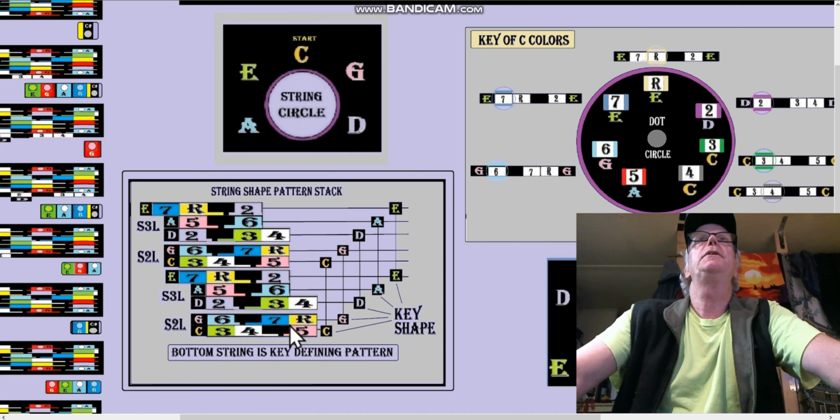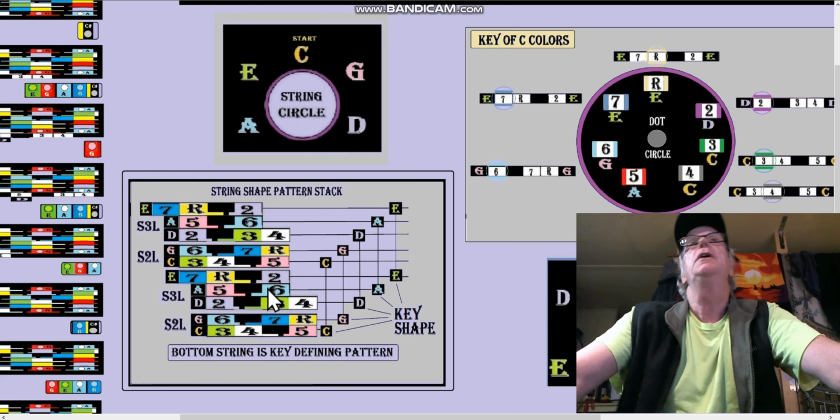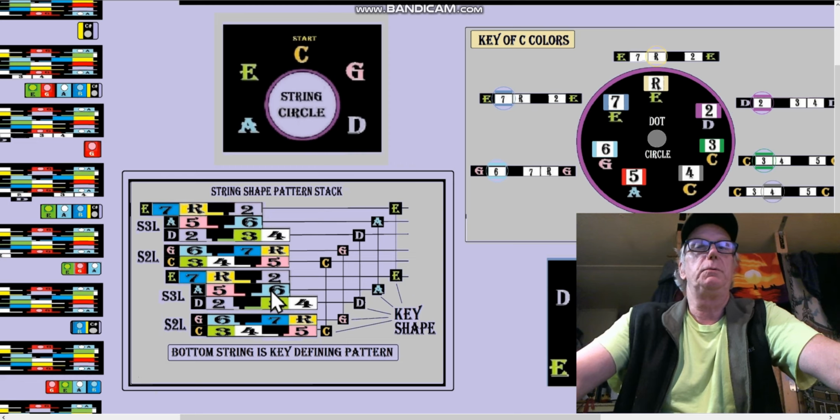So we count 3, 4, 5. Fifth of C is G, 6, 7 root. That's the G string patterns, 6, 7 root. The fifth of G is D. The D string patterns 2, 3, 4. The fifth of D is A. The A string patterns 5, 6. Remember, the 5, 6 would be the bottom string in an A-shaped CAGED pentatonic scale, because E would be the fifth of A if you were playing an open A. That's where they come from.